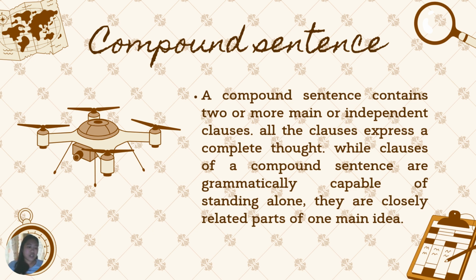An example of a compound sentence is: I wanted to go for a walk, but it started raining. So the independent clause number one is I wanted to go for a walk. And the independent clause two, it started raining. These clauses are joined by the coordinating conjunction but.